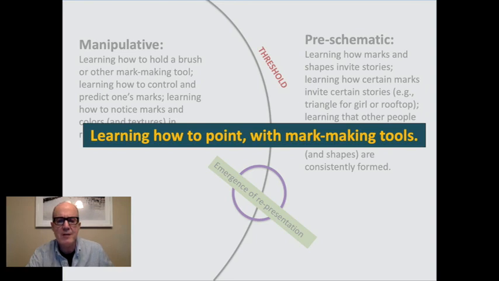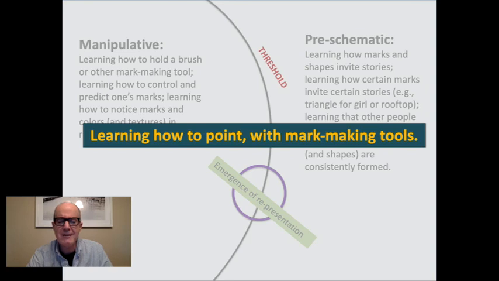This is a very succinct way of saying what's going on, I think. It simplifies it a little bit, but it resonates in my mind, resonates with my experience, and I hope that it does with yours as well. Of course, it's up to you to figure out what kind of words to use to articulate this moment of transition, this moment of cognitive, emotional, social transition. So I say it as learning how to point with mark-making tools.